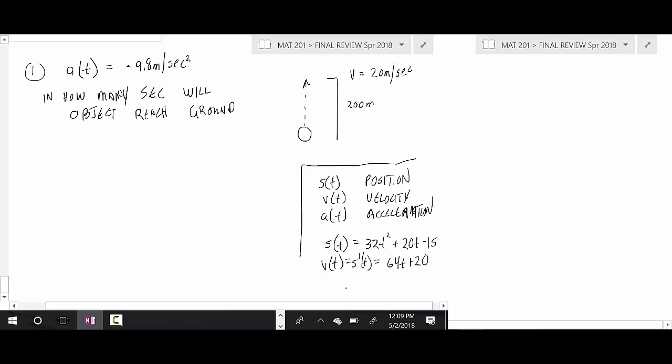How do you find the acceleration? You do the second derivative, right? So you do the derivative again. The acceleration is really just the derivative of the velocity, and in that case, that would be 64. Okay, that's the background information you've got to know to understand this problem.